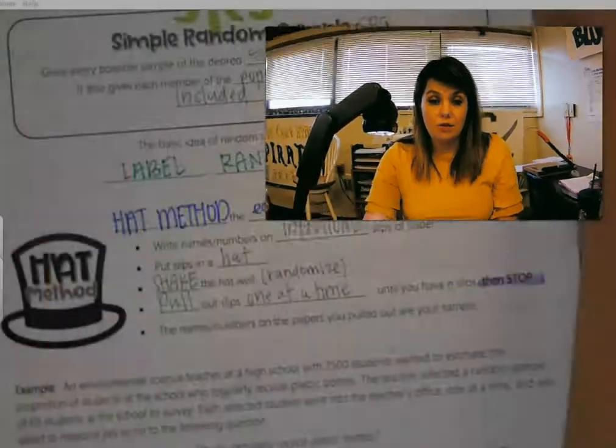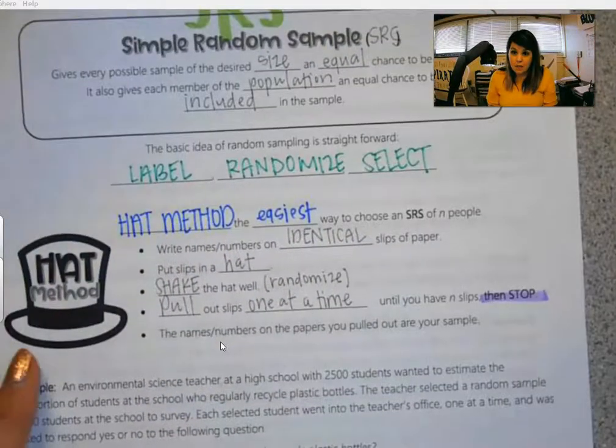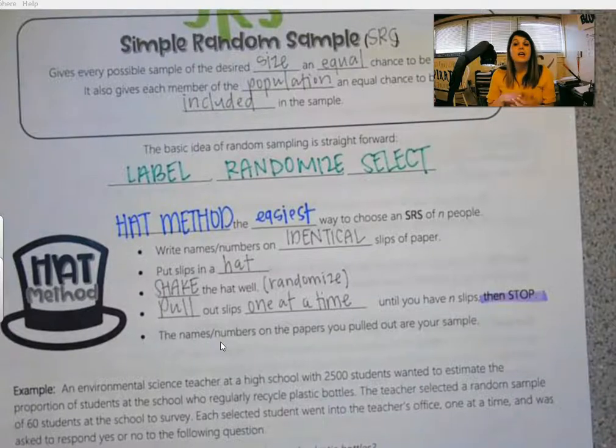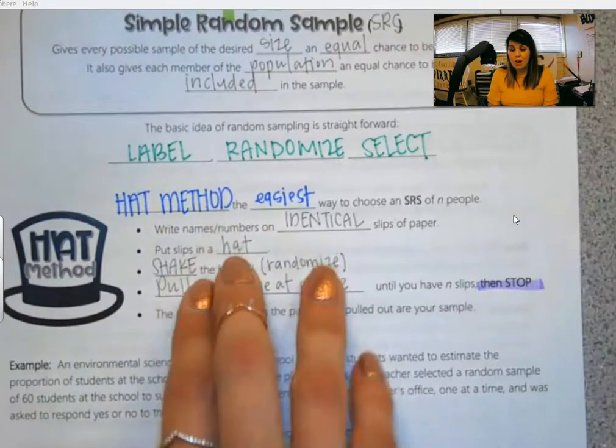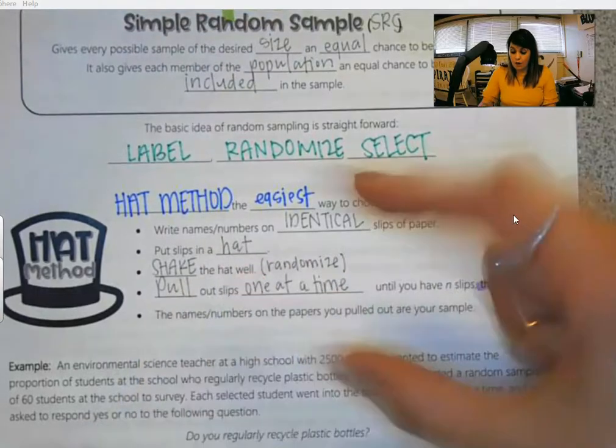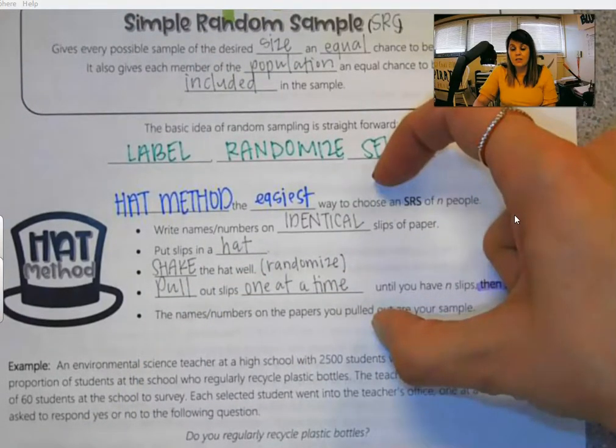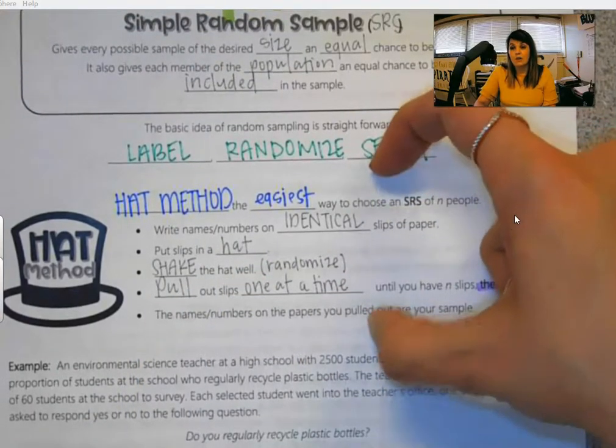You do have to say, write the names on identical slips of paper. Put the papers in a hat. Shake the hat. Take the papers out one at a time until you have however many you need, then stop. The names and the numbers on the papers you pulled out are your sample. Family, you have to write every one of these. You cannot leave out anything in this section and still get full credit. Please trust me on that.